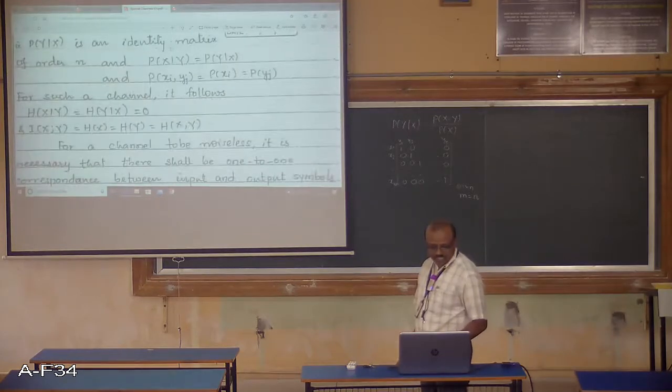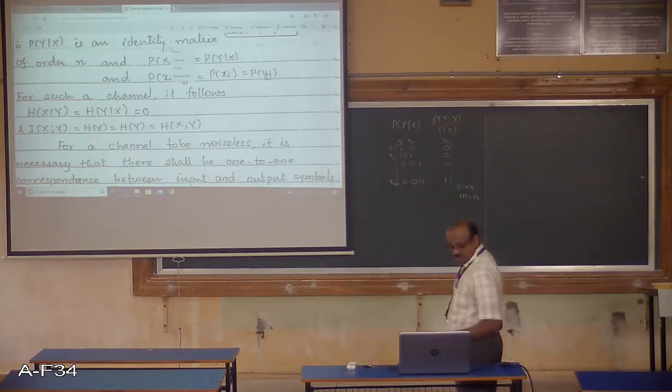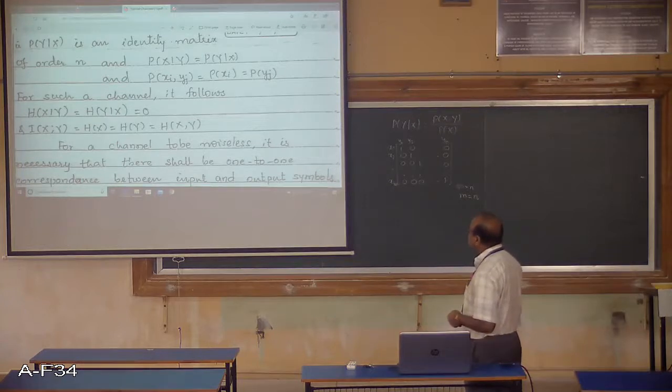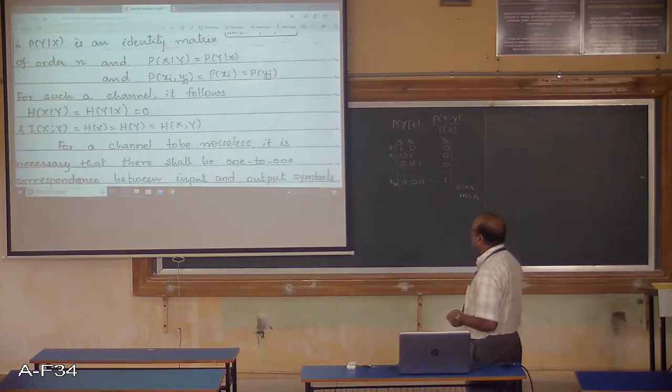So for such a channel, if you look at the channel capacity, p of x given y and p of y given x are the same. Joint probability, input probability, and output probabilities are the same. Because of which H of x given y is equal to 0, and all these are equal, and that is what is the mutual information.